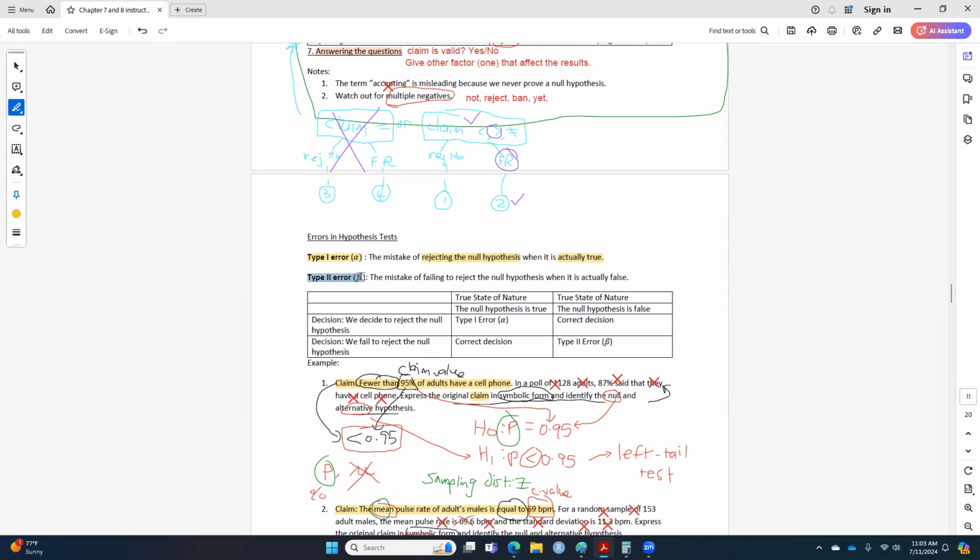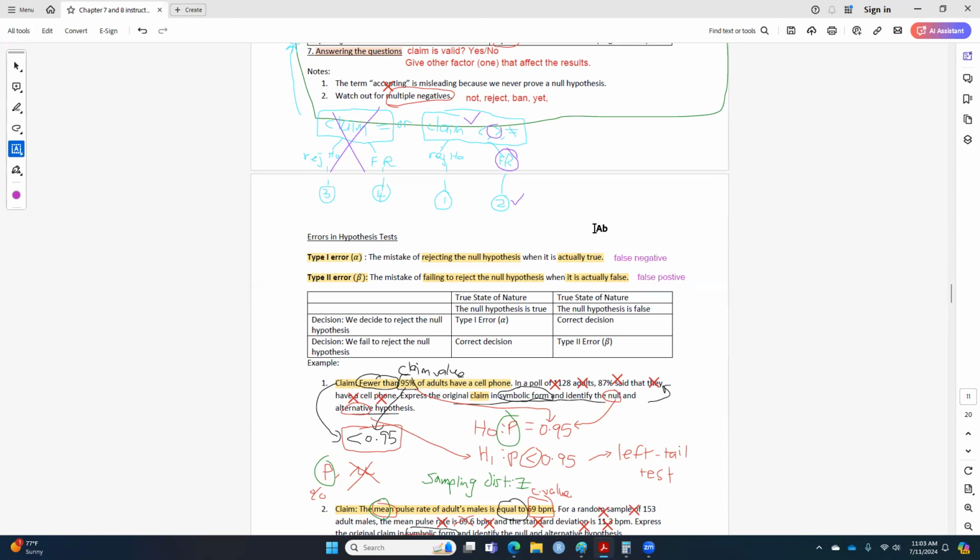Type 2 error is called beta, where you mistakenly fail to reject the null hypothesis when it is actually false. In the medicine or hospital world, we have names for these. Type 1 error is called a false negative, and type 2 error is called a false positive.